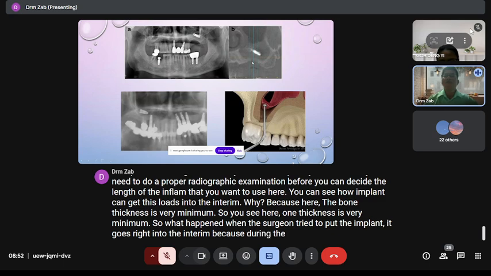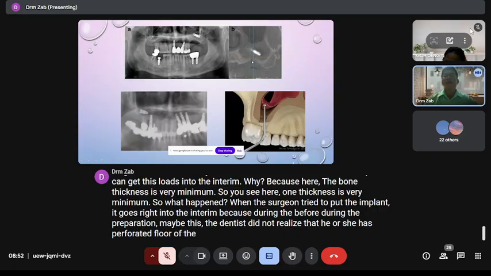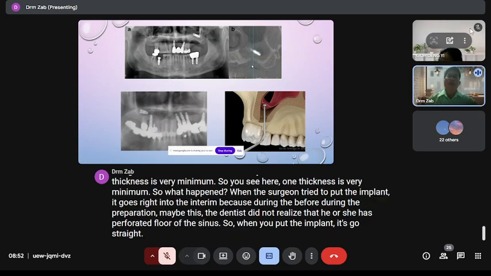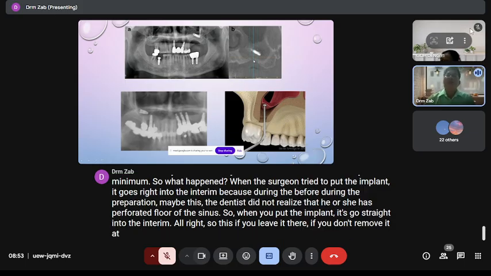Because during the preparation, maybe the dentist did not realize that he or she had perforated the floor of the sinus. So when you put the implant, it goes straight into the antrum. All right. If you leave it there and don't remove it at all, then you will have pathological changes in the antrum.